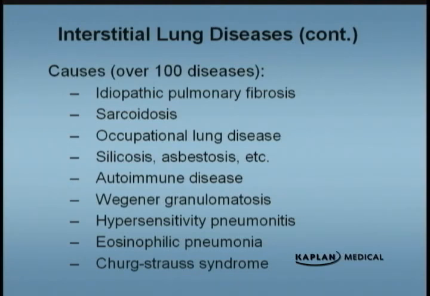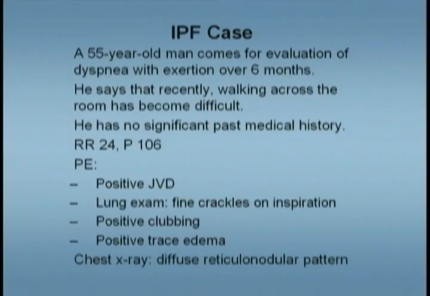And then there are the autoimmune diseases like lupus, like Wegener's disease, sometimes rheumatoid arthritis, and so forth. And then there are some weird diseases like eosinophilic pneumonia and Churg-Strauss syndrome and so forth. All these, along with another 90 of them, are part of the interstitial lung disease continuum. Let's do this case, and then I'll tell you the diagnosis a little bit, and then we'll go back and ask some questions about it. A 55-year-old man came to me for evaluation of dyspnea with exertion over about 6 months.